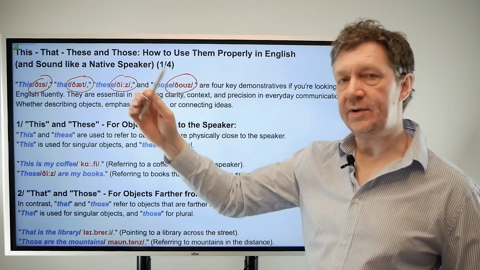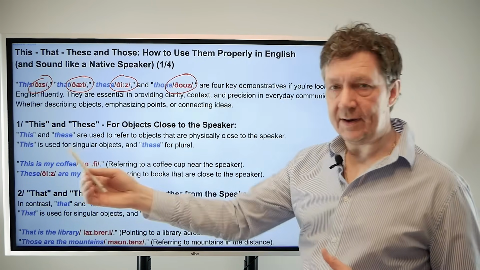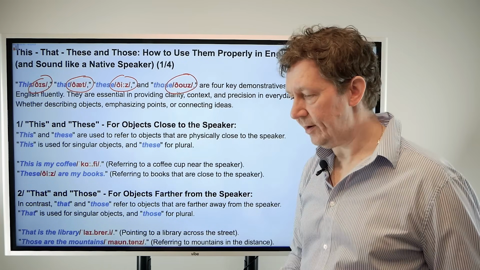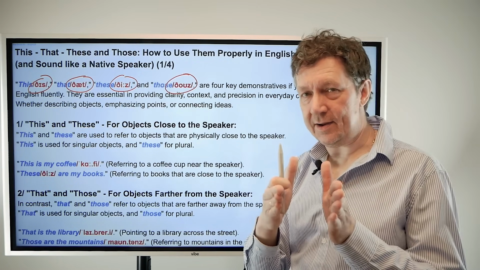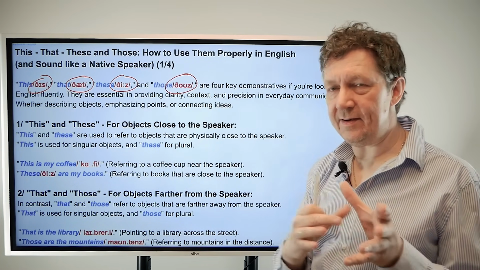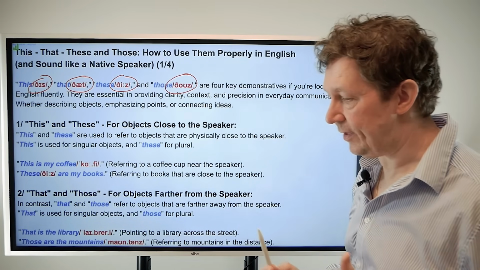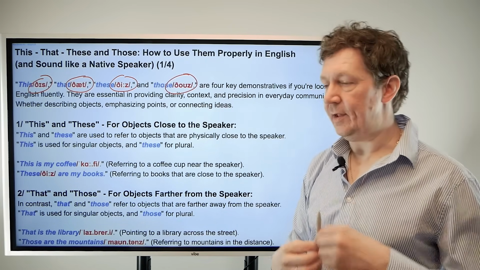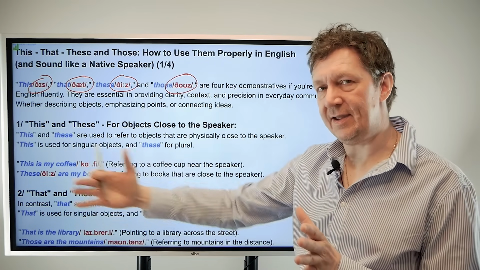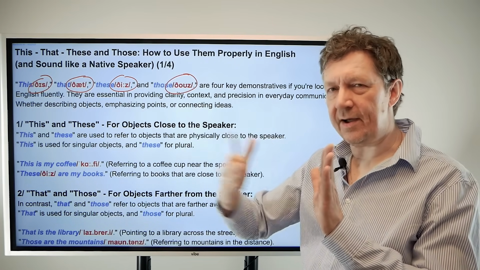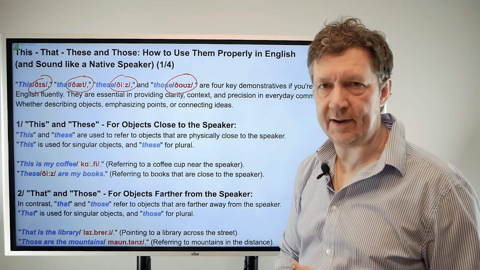So if you're talking about objects that are further away, then you will use that and those. So for example, that is the library. Those are the mountains. So this is very important that you get this distinction between what's close to you and what's far away. Now this line does tend to move, so it depends on your situation when you would use this. For example, you might say something like, that is my coffee, these are my books, but sometimes the second thing becomes those, just because it's the second thing in the line. So don't worry too much about that line between things, because actually it can move and it doesn't mean that you don't know what you're saying.